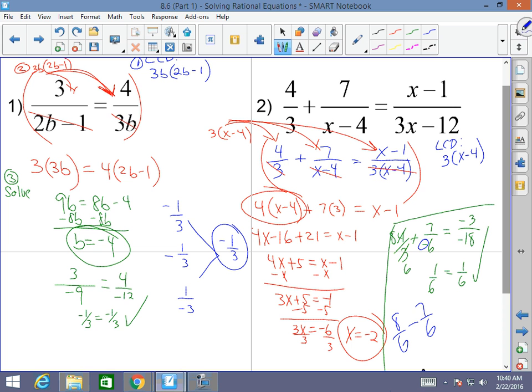4x plus 5 equals x minus 1. Because from here I gotta get rid of that x, right? I gotta solve for x. How do I get rid of a positive x? By subtract. Correct, sir. Thank you for clarifying, sir. Good job.